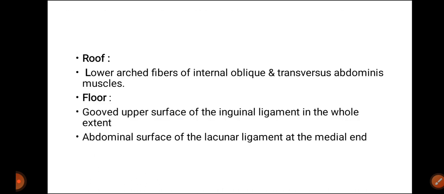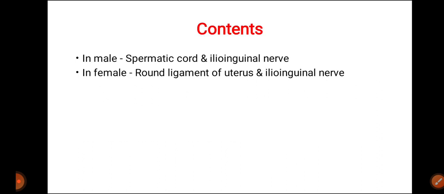See here. Next one is the roof. The roof is formed by the lower arched fibers of the internal oblique and transverse abdominis muscle. And the floor is formed by the upper surface of the inguinal ligament in its whole extent, and the abdominal surface of the lacunar ligament at the medial end. What are the contents? In case of male, we can see the spermatic cord and ilioinguinal nerve. And in case of females, the round ligament of uterus and ilioinguinal nerve.